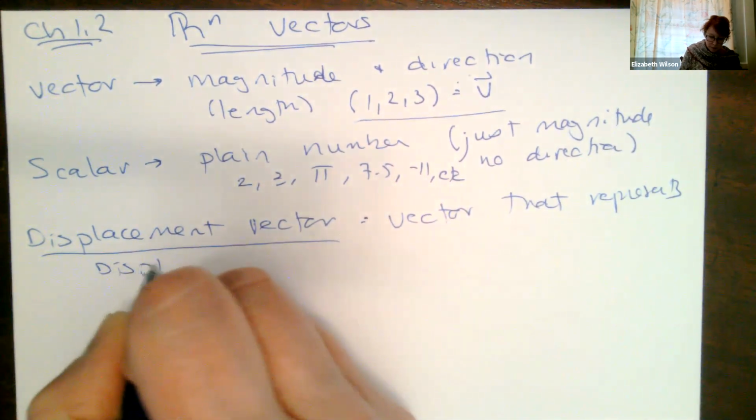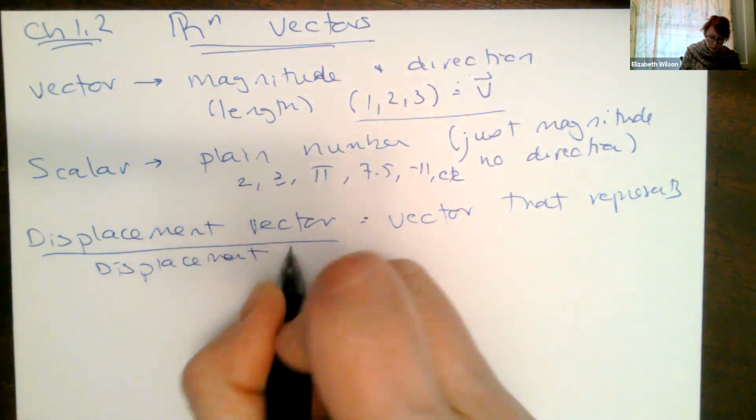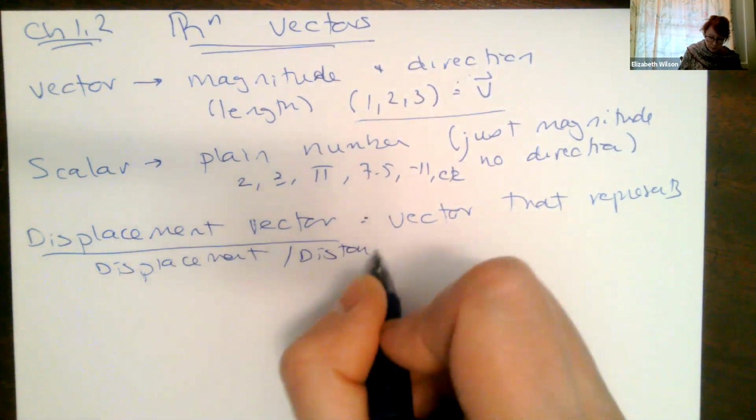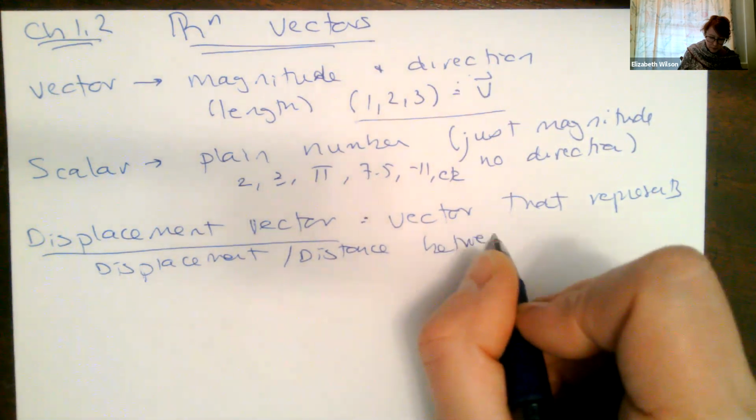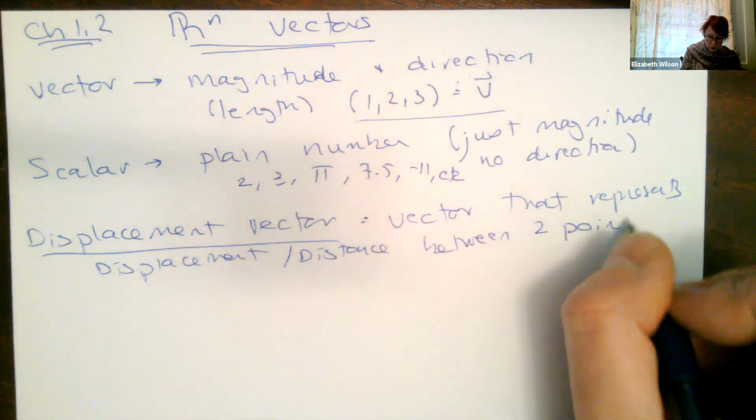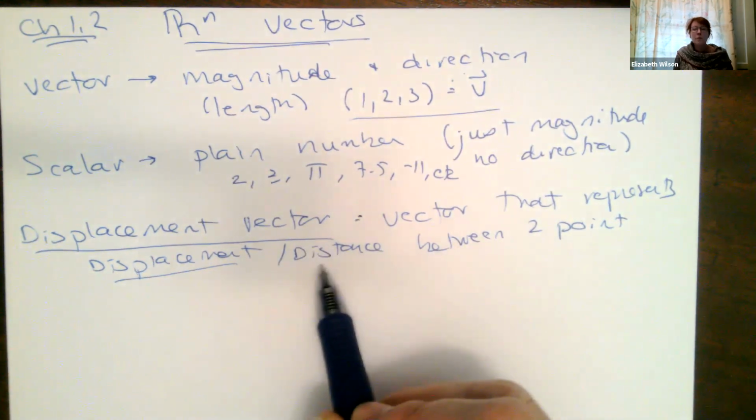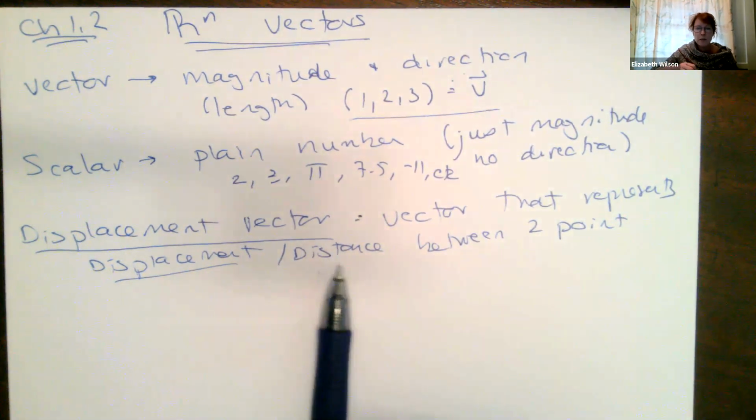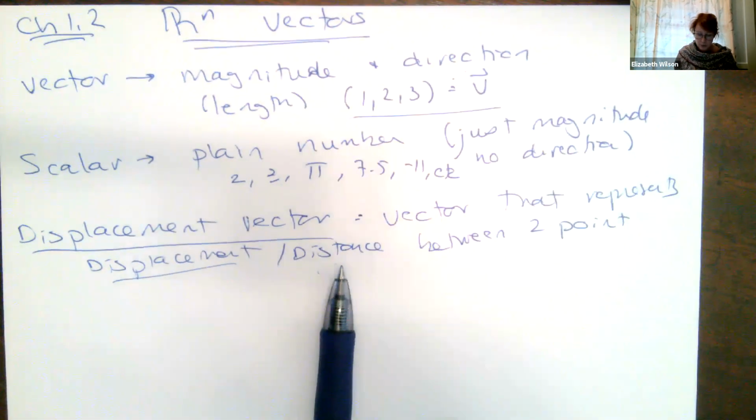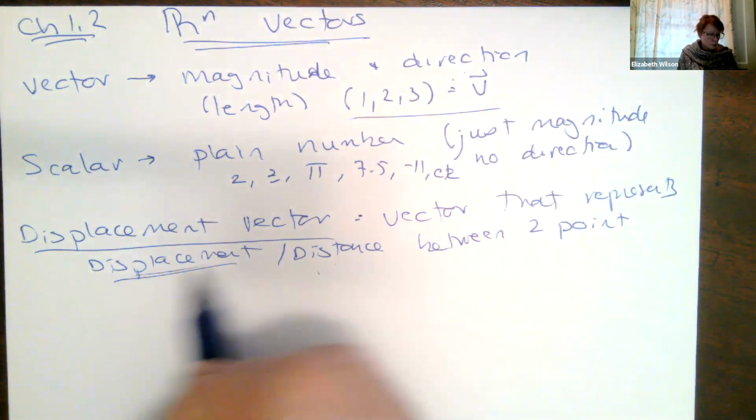Displacement or distance. I really want to use the term displacement because it's a vector, and we just defined in chapter 1 distance as being a scalar. So we're going to be talking about this more as a displacement.